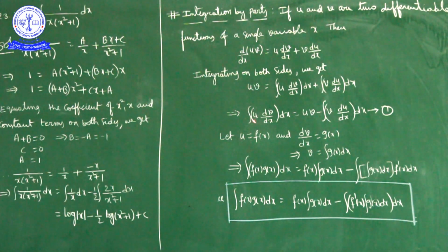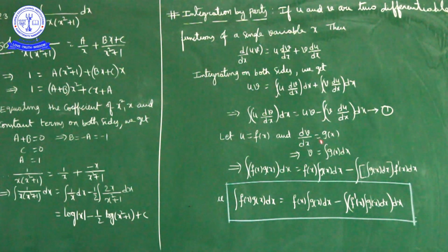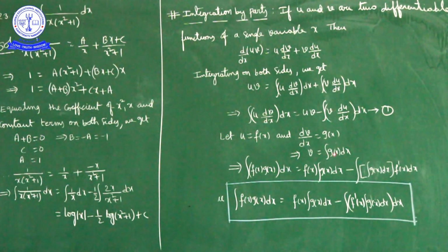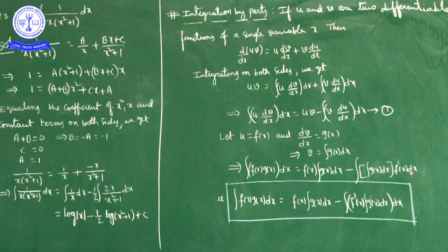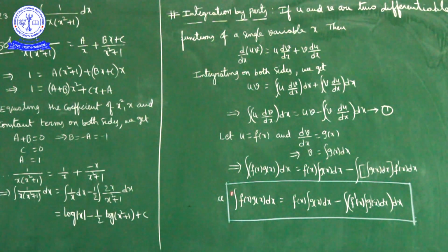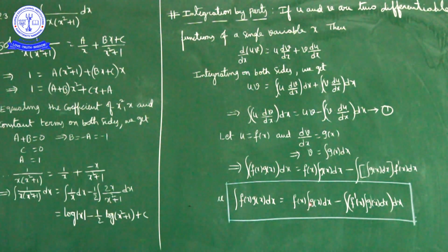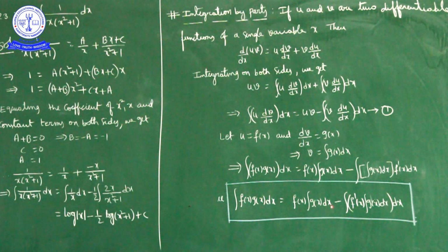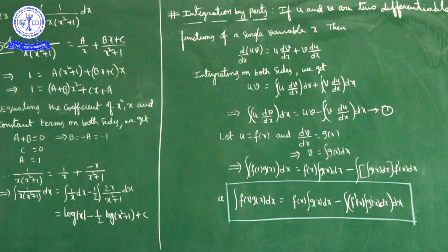So from 1 what we can write: integral of f of x into g of x dx is equal to u, which is f of x, into v, v is what? Integral g of x dx, minus integral of v, v is what? Integral g of x dx, into du by dx. du by dx is what? du by dx is f dash of x dx. Writing in proper order, integral of f of x into g of x dx is equal to f of x into integral of g of x dx minus integral of f dash of x into integral g of x dx, whole dx.